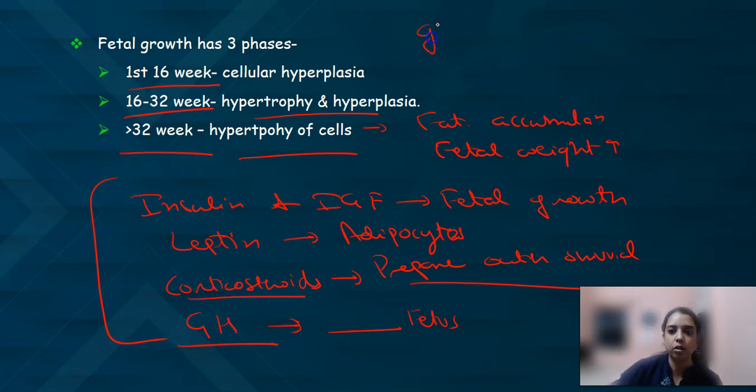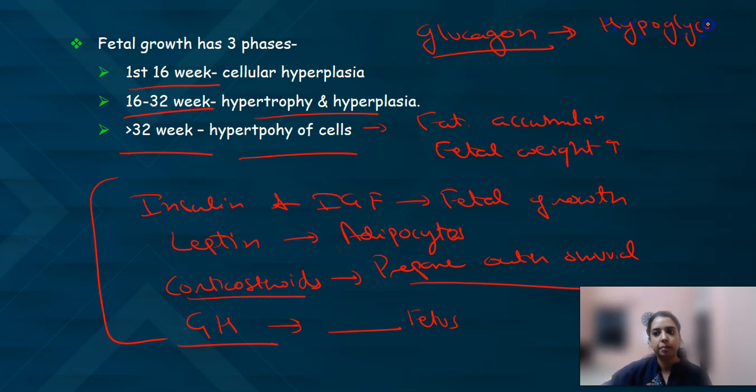Glucagon as such has not been seen to be responsible for fetal growth. Its main work is that it prepares the fetus in case the fetus faces hypoglycemia, but it has no role in fetal growth. So these were the main hormones responsible.